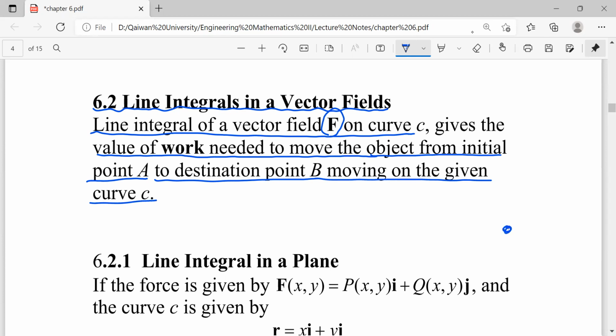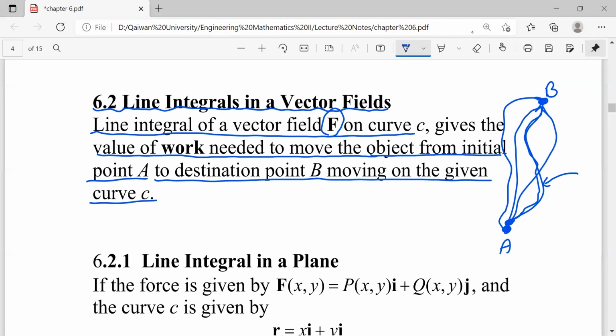Let's say this is the initial point and this is the destination point. This is the curve from the initial point to the destination point. The line integral for vector fields over this curve is the work needed for moving an object from this point to that point. If you have a different curve, it's different. That means for different curves we get different work.